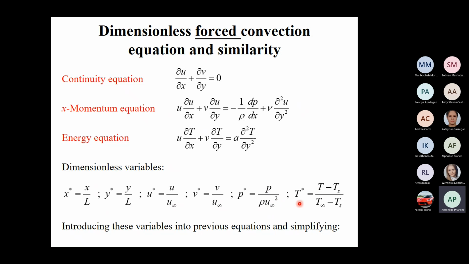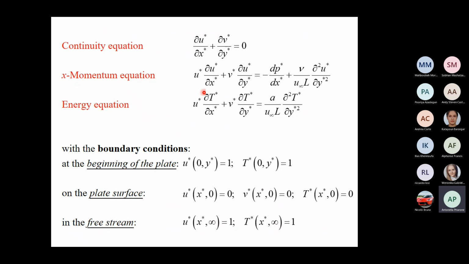And finally temperature T star is not a ratio between temperatures but, as usual, if I want to make temperature dimensionless, I use a ratio between temperature differences. And in particular it is T minus Ts divided by T infinite minus Ts. Introducing this list of dimensionless variables, I can simplify the equation obtaining this one.